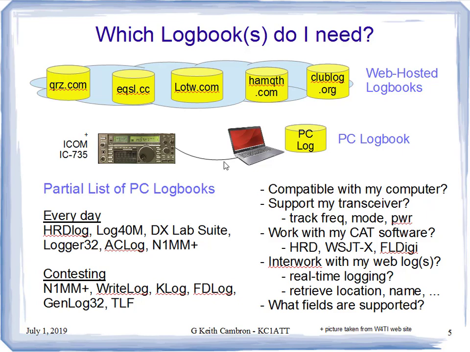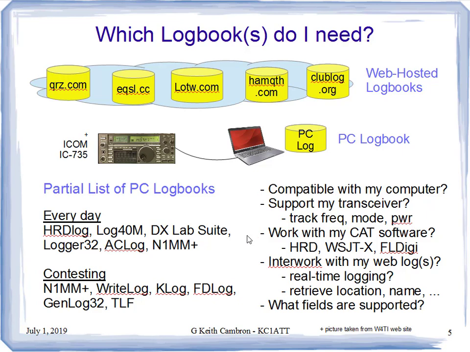You want to use what's called a rig control or a CAT interface between your transceiver and your computer, so that when you make a contact, you will automatically populate your log with the track frequency, that's the frequency you're on, the mode, and the power, and possibly other items depending on the software and the sophistication of your transceiver. That's a great benefit because you don't have to write all that down or type all that into your logbook as you move between contacts. CAT stands for Computer Assisted Transceiver Software.